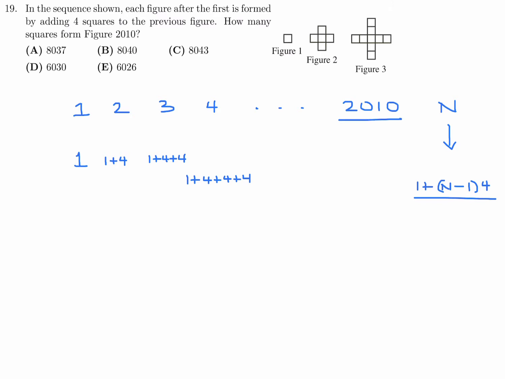So when n is equal to 2010, we can substitute 2010 into our general formula, and that would be 1 plus (2010 minus 1) times 4, and this is equal to 8037. So number 19, the answer is A.